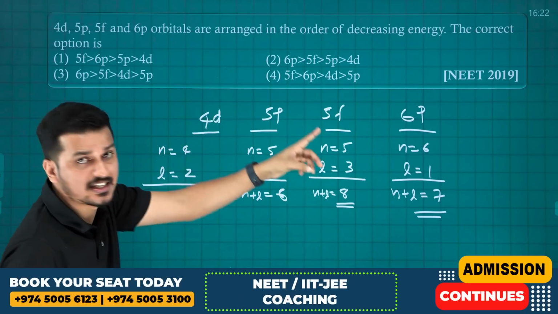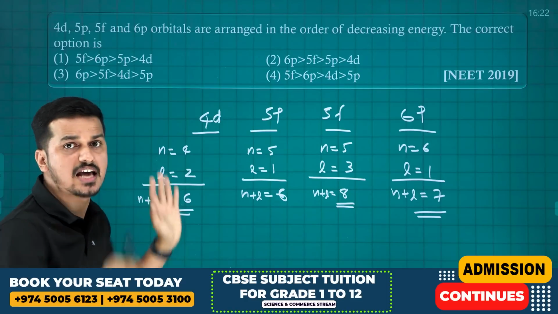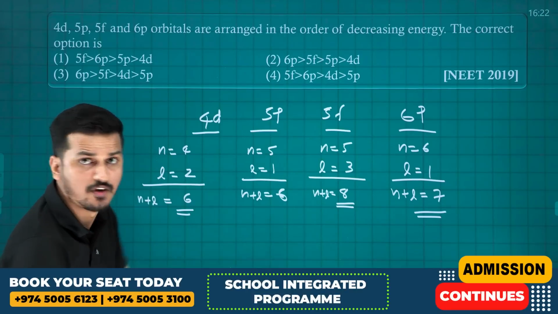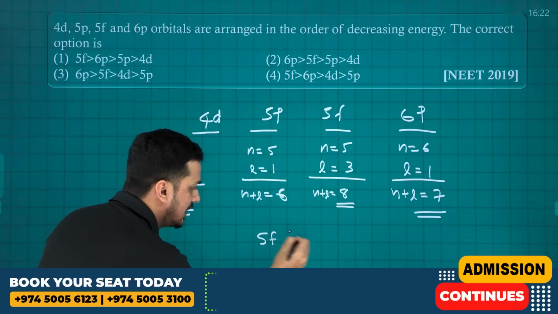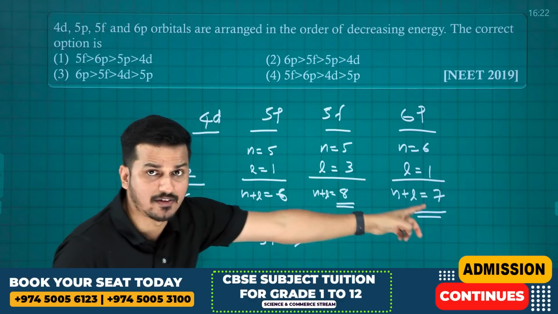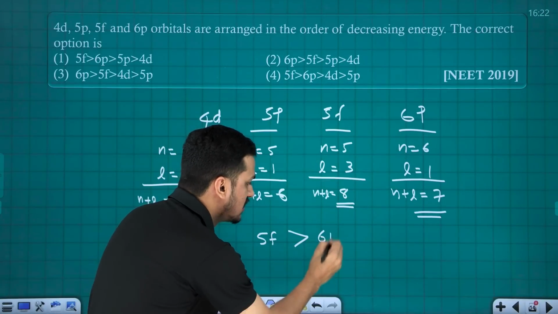They are asking for decreasing energy, meaning the one with the higher n plus L value will have higher energy. So which has the highest n plus L value? 5F. So 5F has the highest energy. Then after that which one will come? Here we have 6, 6, 8, 7. Then 6P will come.